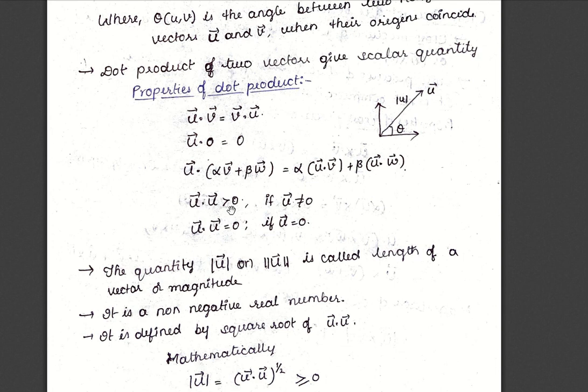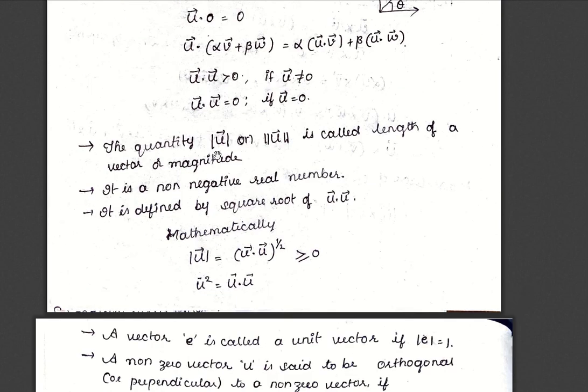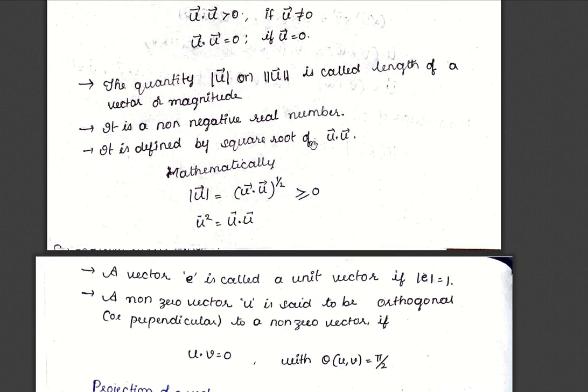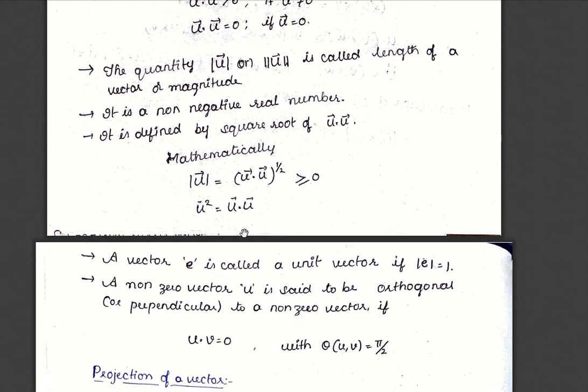So if the vector is not equal to 0, the dot product will be greater than 0. u dot u is equal to 0 if this is a null vector. The quantity |u|, this mod, is called the length or magnitude of the vector. So it is a non-negative real number. It is defined by the square root of u dot u, so that we get |u| equal to (u dot u) to the power 1 by 2. So that is what u squared is equal to u dot u.